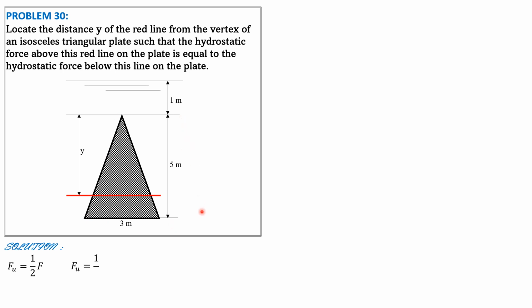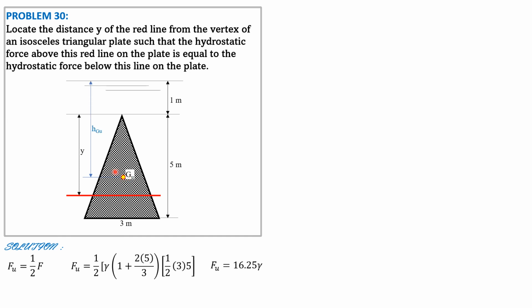So Fu is 1/2 of specific weight times 1 plus 2/3 of 5 times 1/2 of 3 times 5. This is the area of the whole triangle. This is h-bar, 1 plus 2/3 of 5, to locate the centroid of the entire triangle. Then times specific weight. Then half of that would be the force on the upper part. So computing, Fu is equal to 16.25 of specific weight of the liquid. Then we solve for Fu in terms of y. Let's locate the centroid.